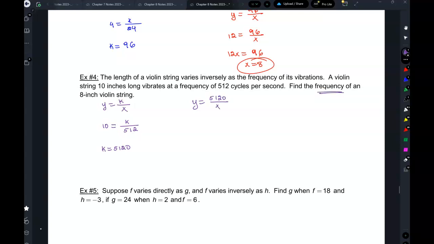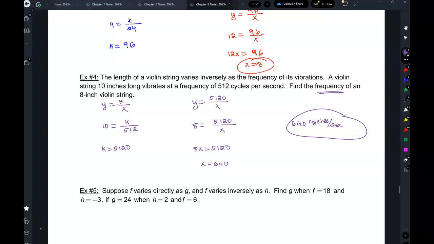So now we want to find the frequency of an 8-inch violin string. So 8 equals 5,120 over x. 8x is 5,120. So x is 640, right? So it's 640 cycles per second. And if you know any music, what is A? It's 440 hertz. When you tune to A, it's 440. So this is 640, so it's a higher note.